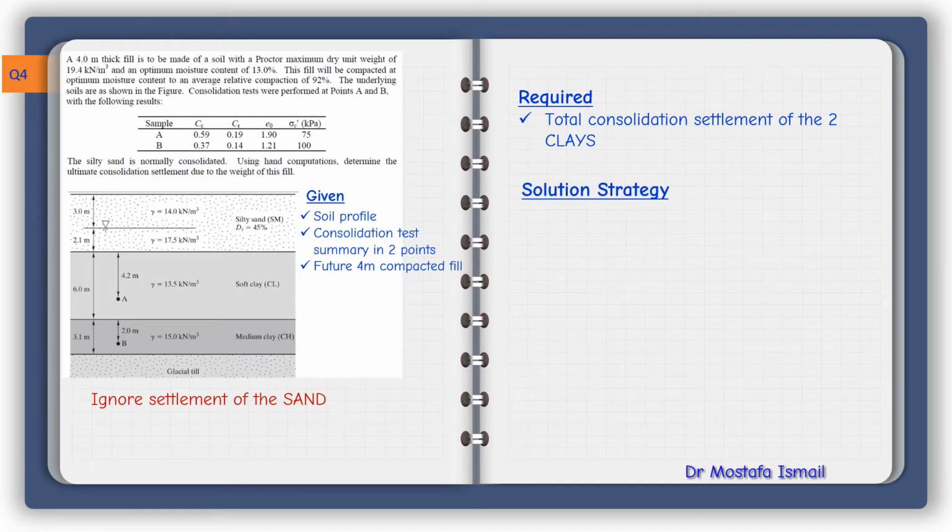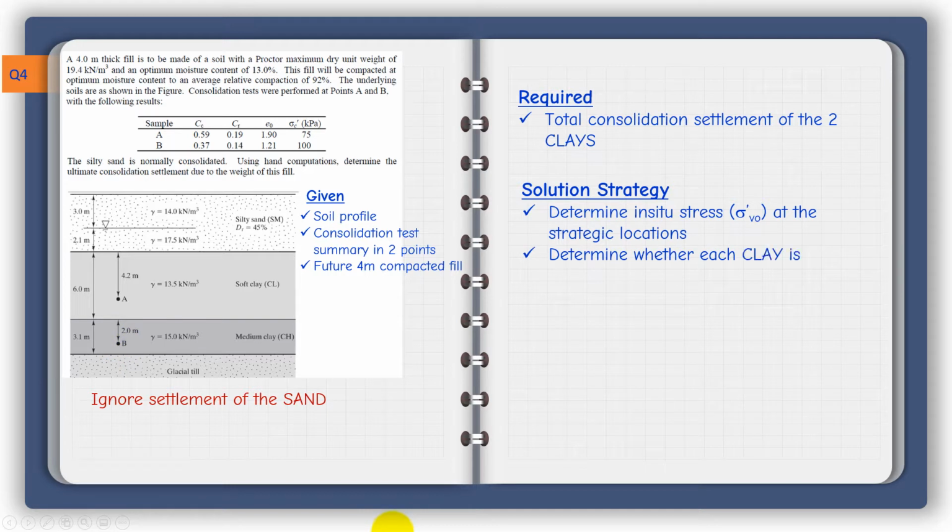Let us see the solution strategy for a problem of that nature. First is to determine the in-situ stresses, sigma dash V naught, at strategic locations. In this case, it's point A and point B. Then we determine whether each clay is normally consolidated or over-consolidated. The normally consolidated soil is the one that has never seen any stress greater than the present value. The over-consolidated is the one that saw stress values in the past greater than the present value. And then once we determine whether the soil is normally consolidated or over-consolidated, we should use the right formula.